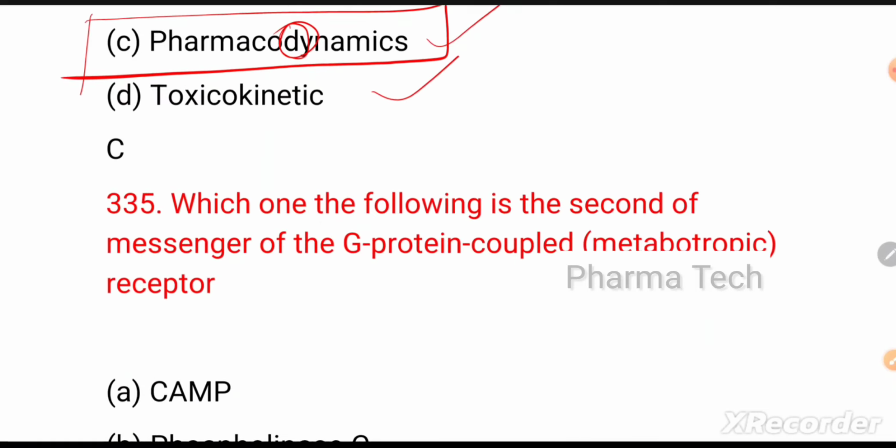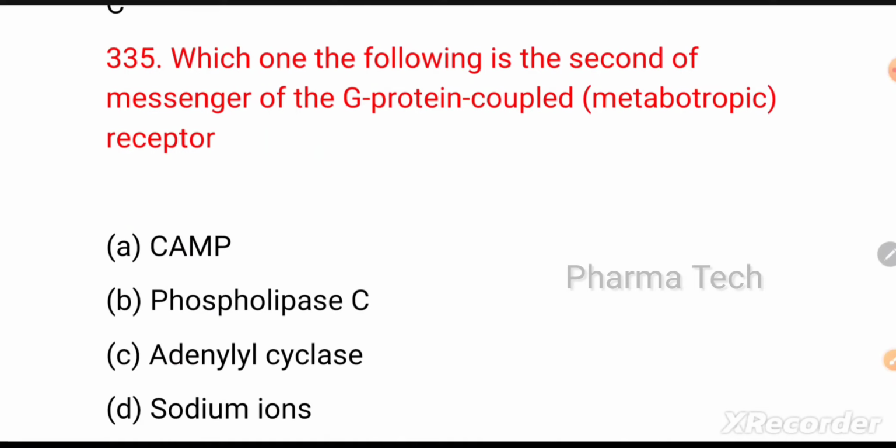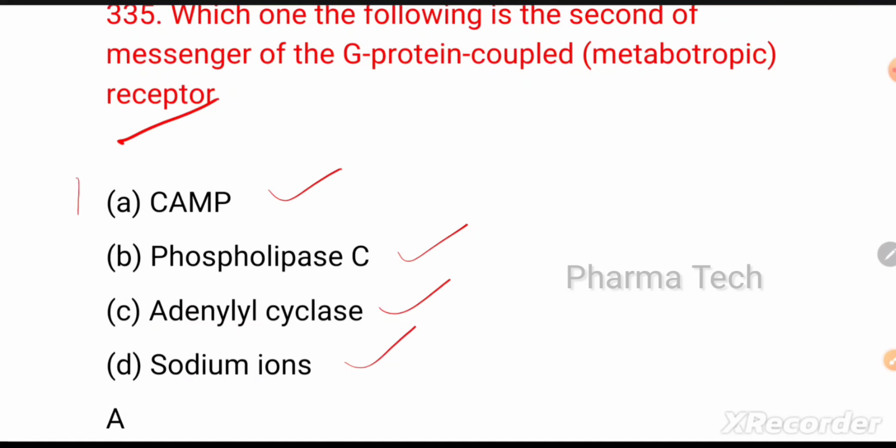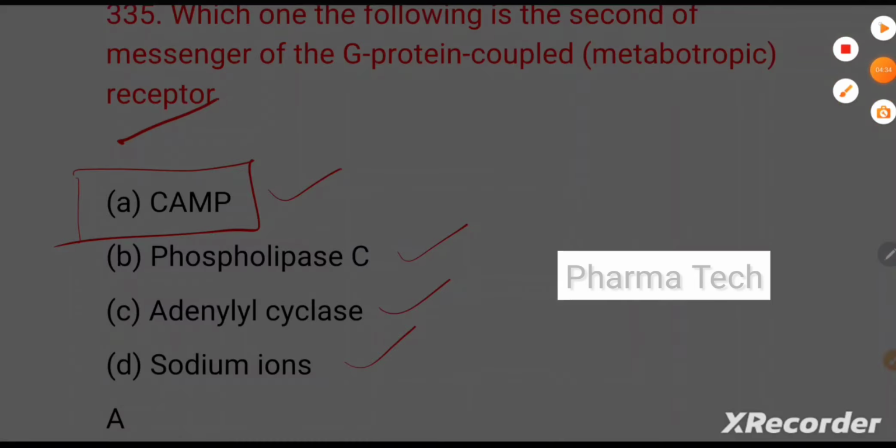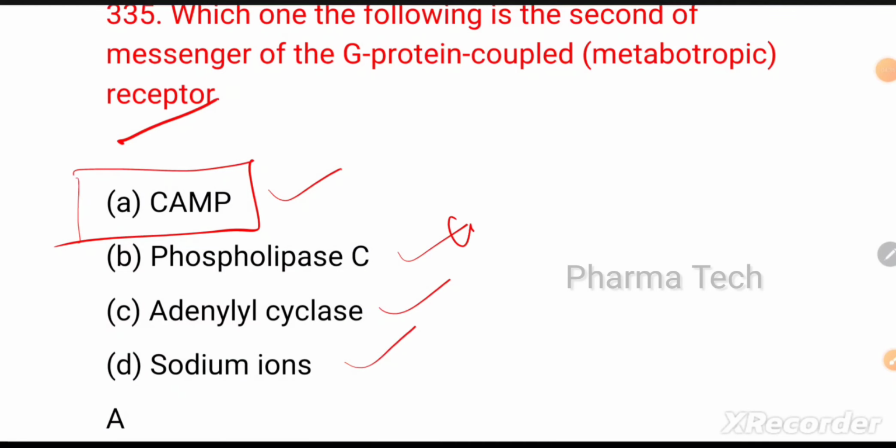Next question: which of the following is the second messenger of the G protein coupled receptor? Options are cAMP, phospholipase C, adenylyl cyclase, sodium ions. Answer is A, cAMP. cAMP means cyclic adenosine monophosphate.